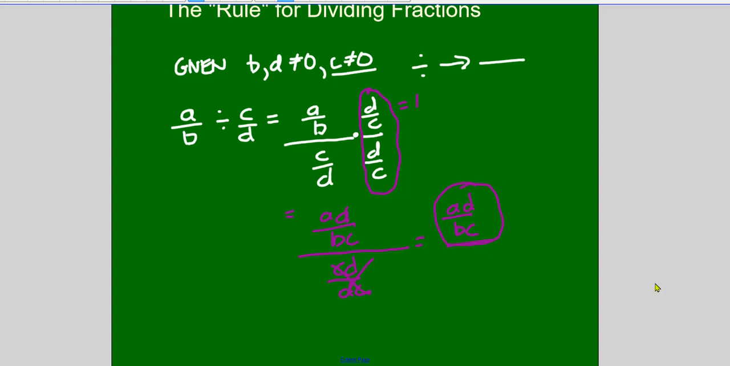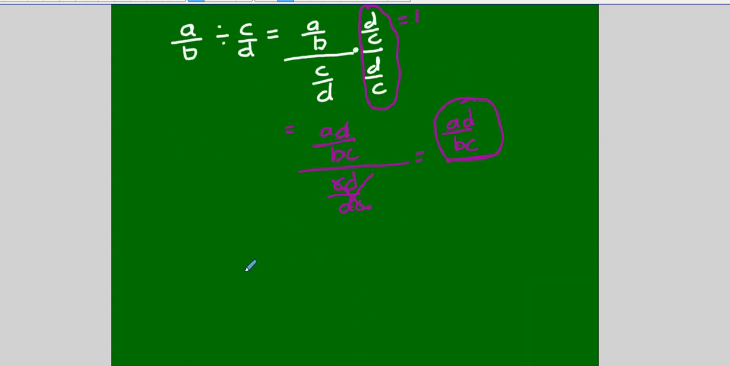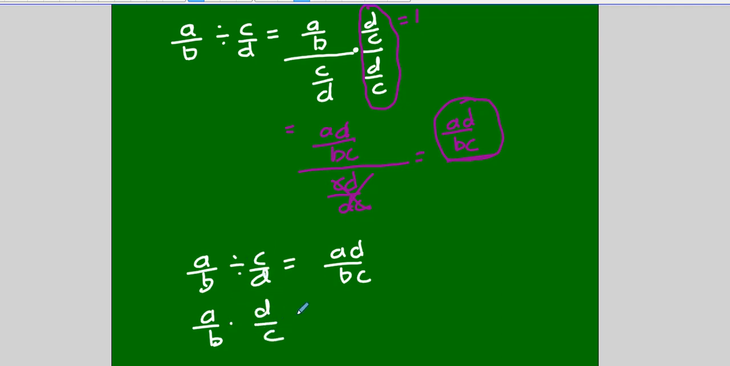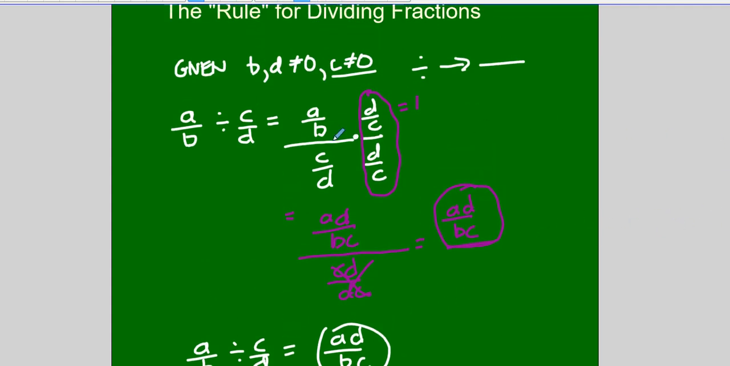So my result of dividing A over B by C over D is equal to AD over BC. Okay, and notice that is the same result I get if I change division to multiplication and take the reciprocal here. Notice that gives me AD over BC. So the rule is A over B divided by C over D will equal A over B times D over C, assuming again that B, D, and C are not zero. So this is the rule for dividing fractions.